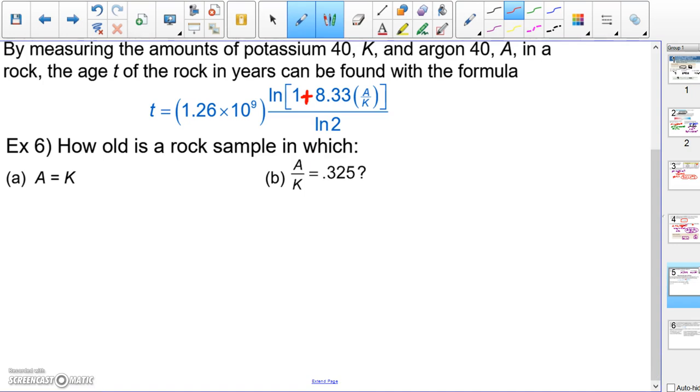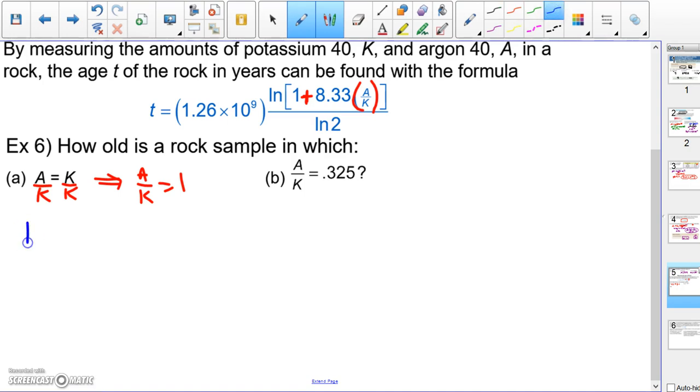So number 6 says, how old is a rock sample in which A equals K? So it's kind of confusing, but if you notice over here in the formula it says A over K, right there, we need to pretty much make this look like that. So notice if you divided both sides by K, we would see an equivalent equation of A over K equals 1. So that's going to help because really all we have to do is plug in 1 in those parentheses there and type that into the calculator.